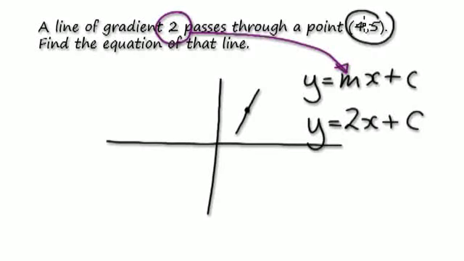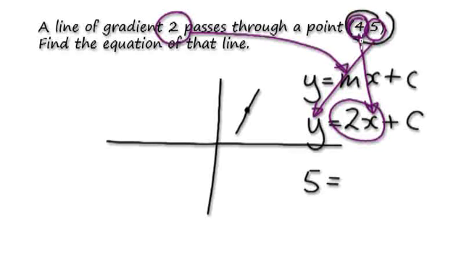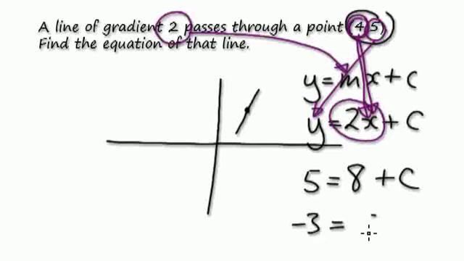Now you know it passes through this point, and this is your x here, because x is always first, and this is your y here. So you can put the 4 into the x, and the 5 into the y. So this will be 5 equals 2 times 4, which is 8, plus c. So take away 8 from both sides. So c equals minus 3. What that means is the intercept here is at minus 3.